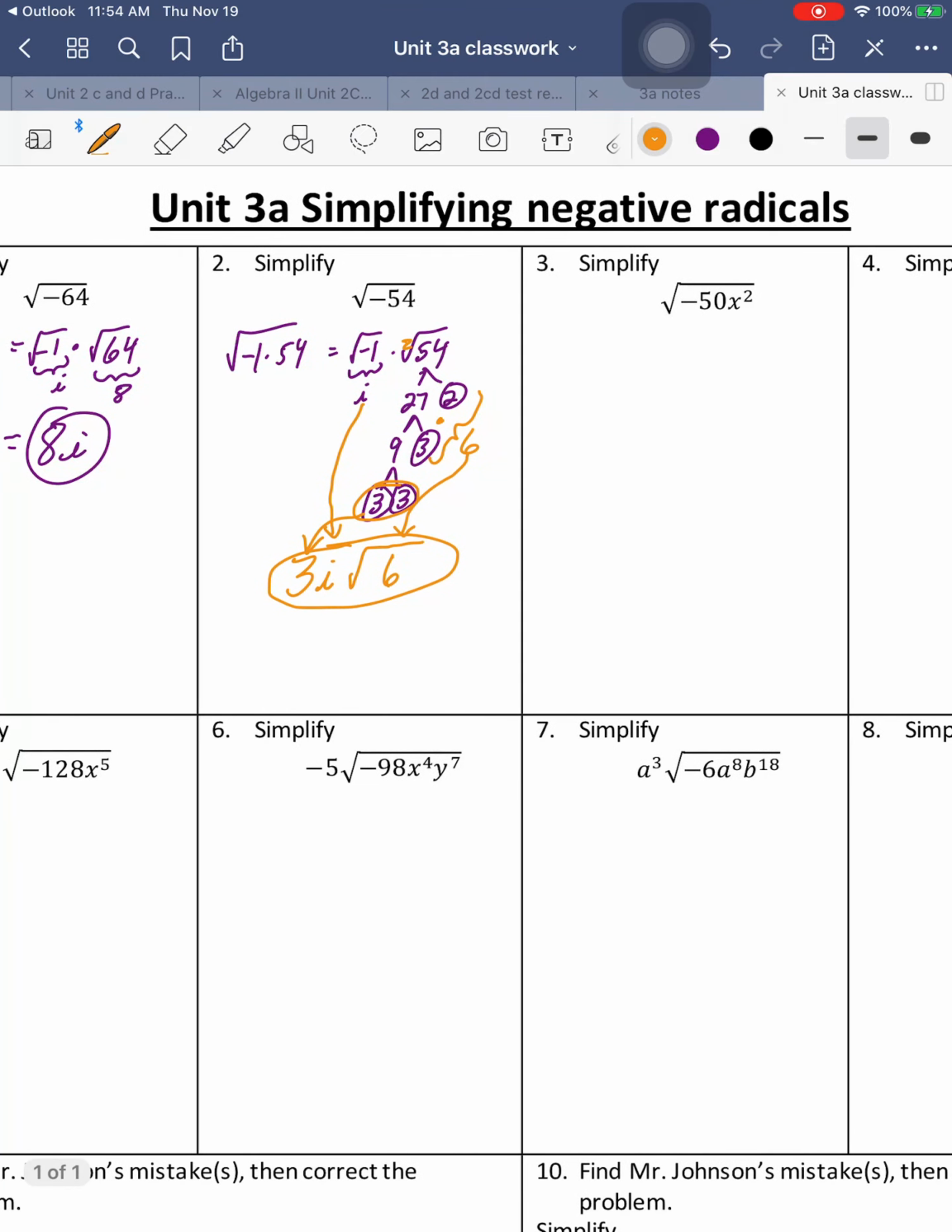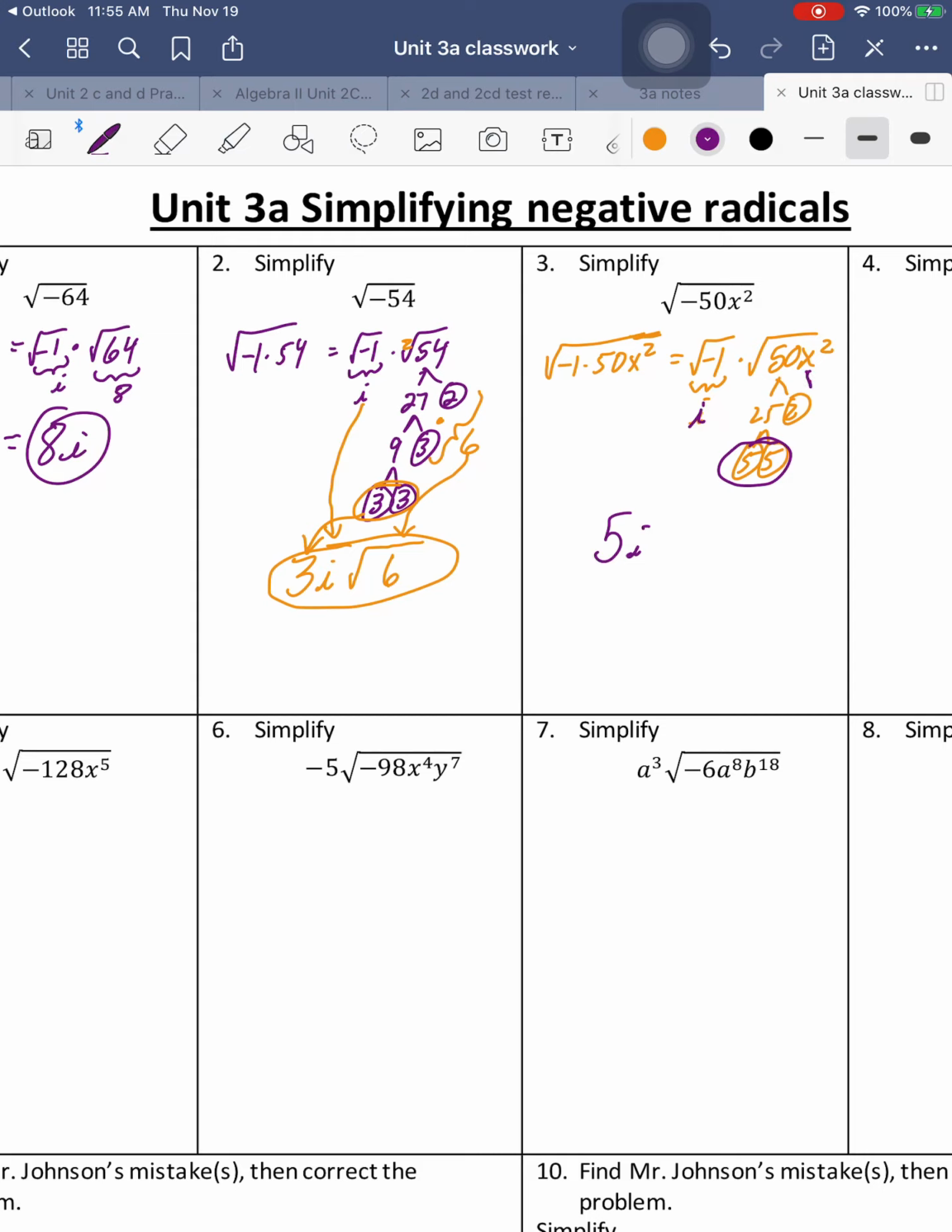Next one, we have the square root of -50x squared. So -1 times 50 x squared. The square root of -1 is i. Square root of 50 is 25 and 2, 5 and 5. You can also stop anytime if you see a perfect square, like the square root of 25 is 5. You ultimately know that the pair is going to end up being 5. So we're going to have a 5 on the outside, and an i on the outside of the radical.